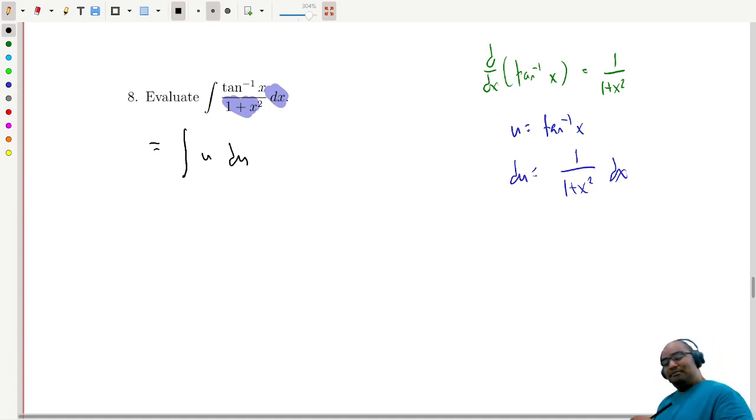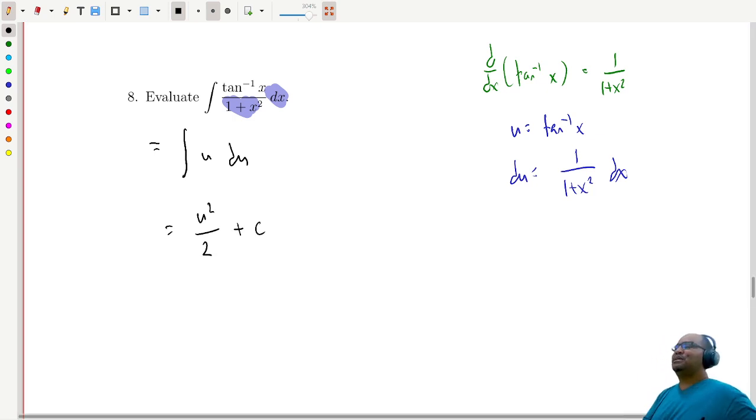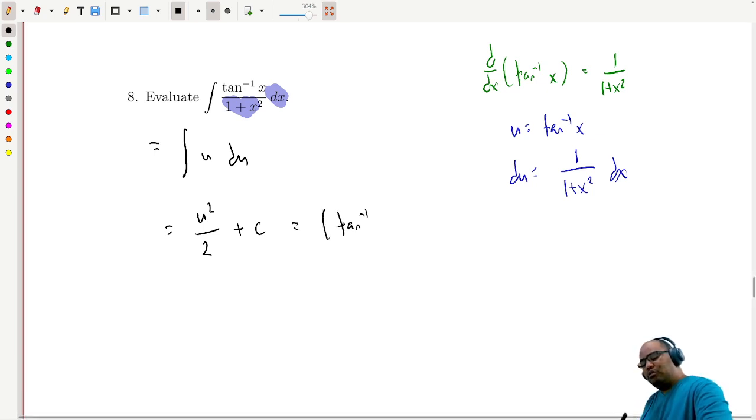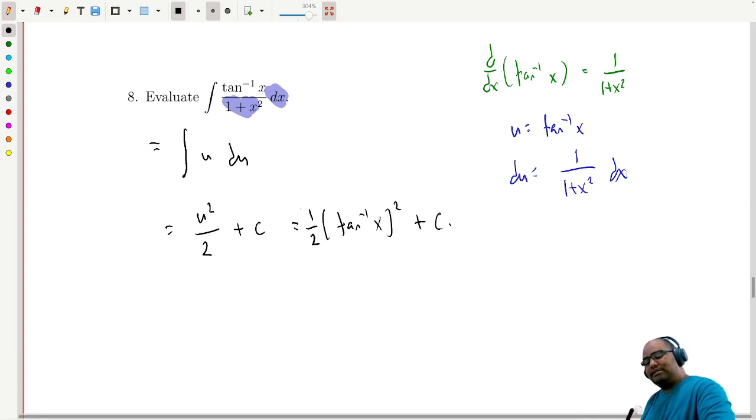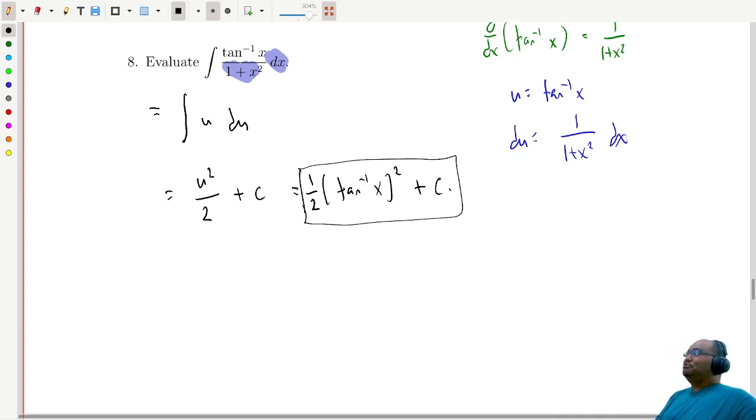That's another basic one, right? Think about the power rule. Add 1 to the exponent, divide by the new exponent. U squared over 2 plus constant. Well, what is u? U is arctan x. So arctan x squared, times a half there, plus a constant. That's all there is to it.